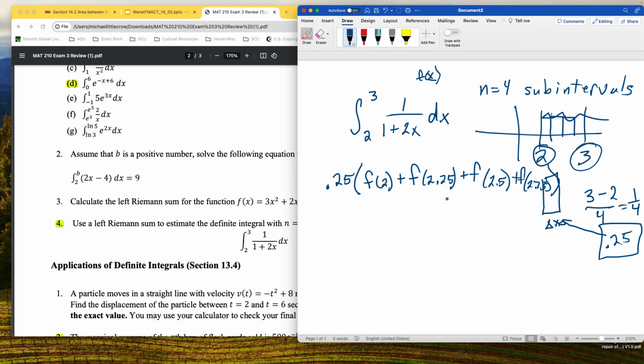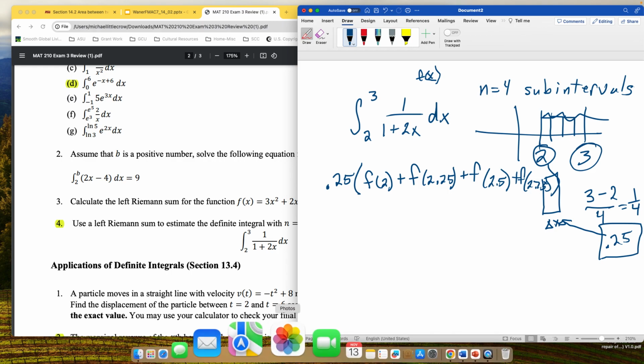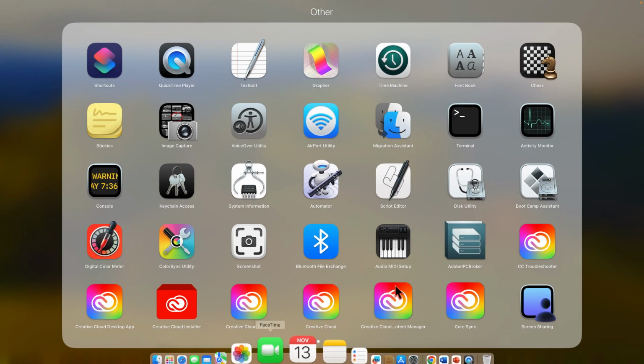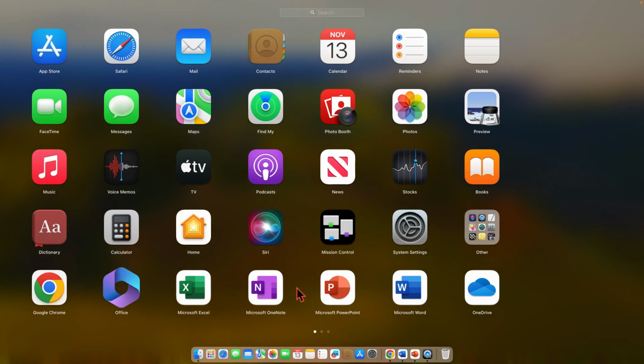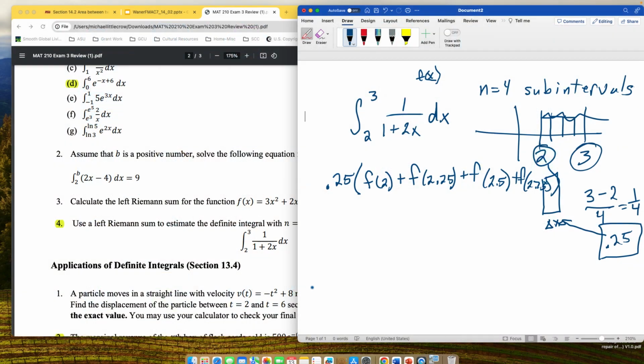The way I would go about calculating each of these is not by hand. You could plug it in for x and then go 1 plus 2 times 2.5. But what I would do is pull up my graphing calculator. Where's my graphing calculator? It's over here. Let's see if it'll be ready for me to use. It always takes a little bit to load up.